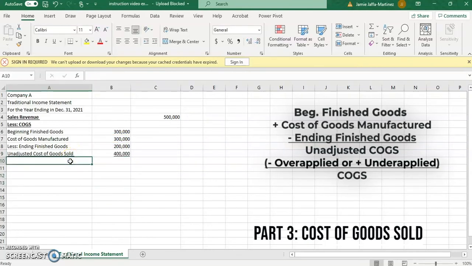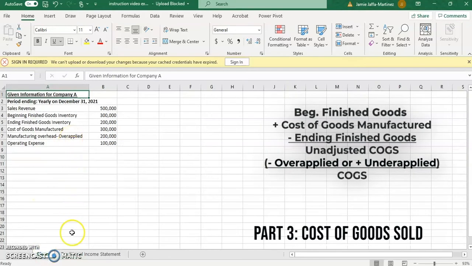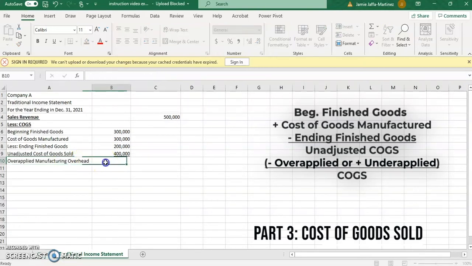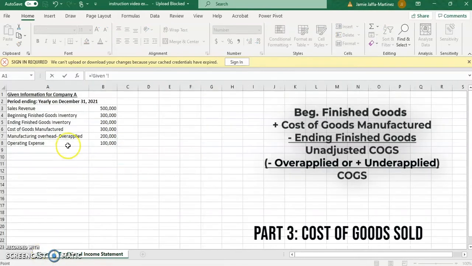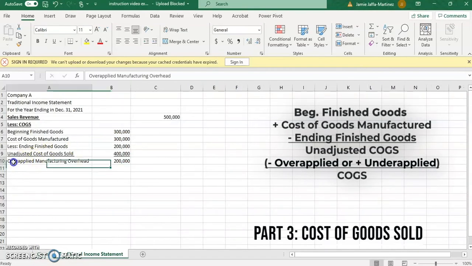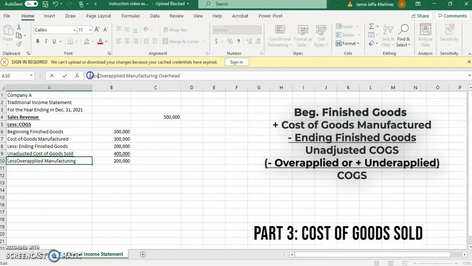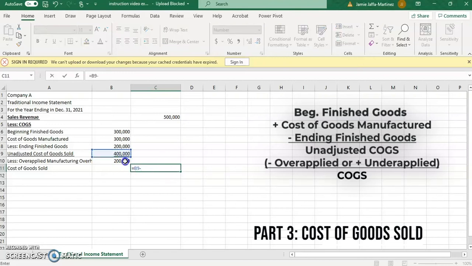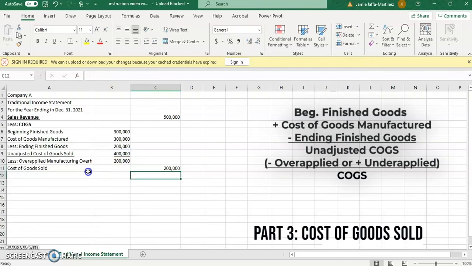Next, from our unadjusted cost of goods sold, we go to our given and see what we have. We have over applied manufacturing overhead, so we type that in and put the given amount in column B. We press equals, manufacturing overhead. Oh, I forgot, we also want to put less in front of it since we are subtracting. Unadjusted cost of goods sold minus over applied gives us our cost of goods sold amount. So in column C, we take the unadjusted amount minus the over applied. And that is our cost of goods sold.